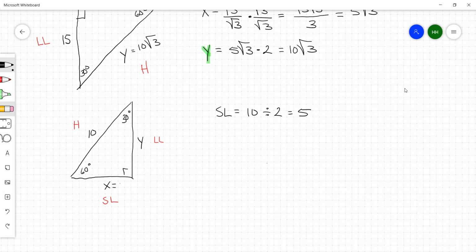So our X equals 5. What does our long leg equal? 5 times the square root of 3. And 5 times the square root of 3 equals 5 radical 3. So our long leg is 5 radical 3. That's a little quicker than doing the Pythagorean theorem, I think.